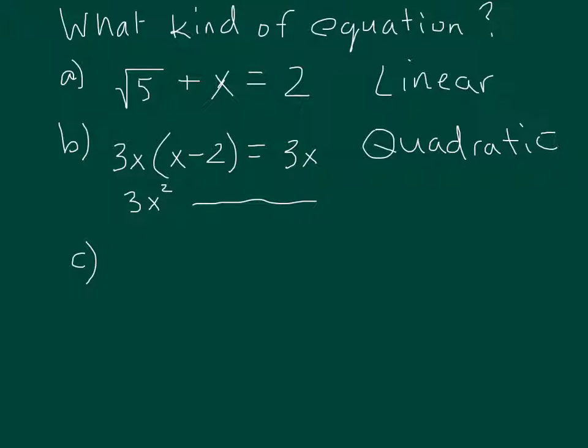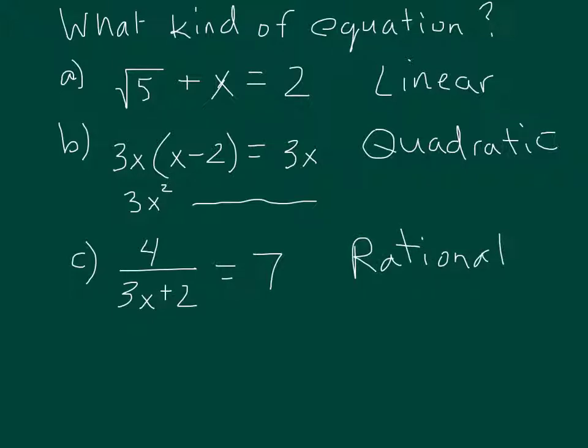How about this one? 4 over 3x plus 2 is equal to 7. What type of equation is that? Pause if you need to. And Matt, give us the answer. Rational. And what made you say it was rational? It's a ratio. But there could be a ratio and it still be linear.